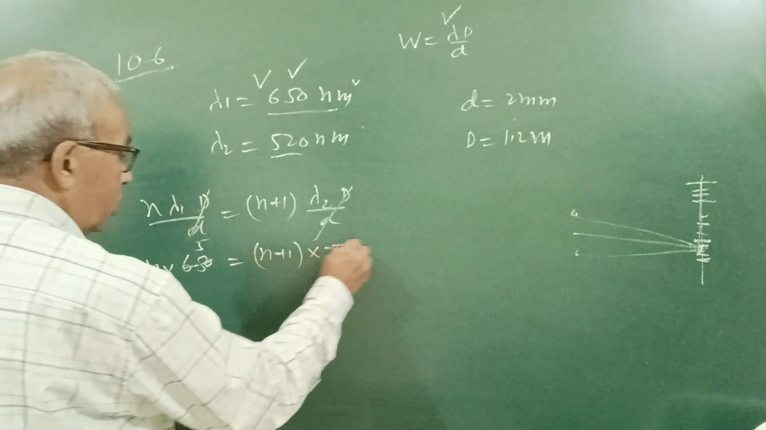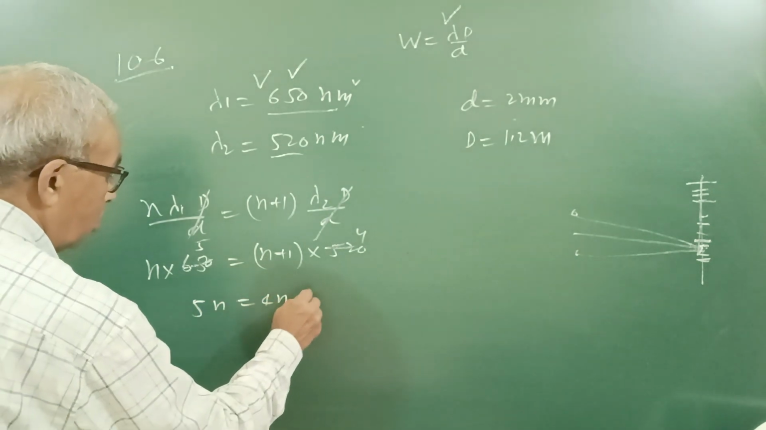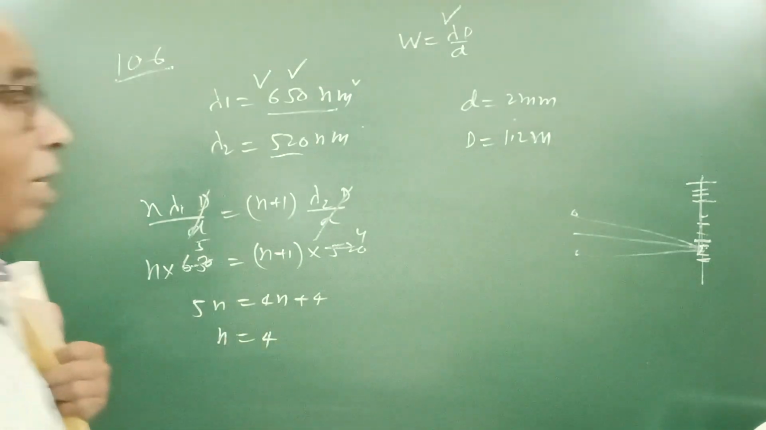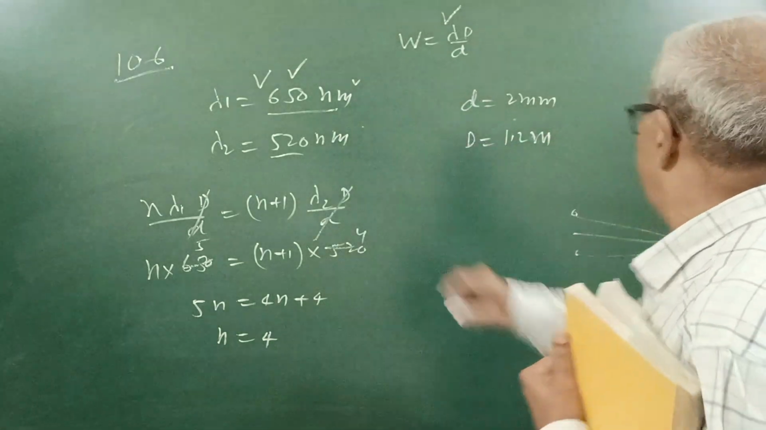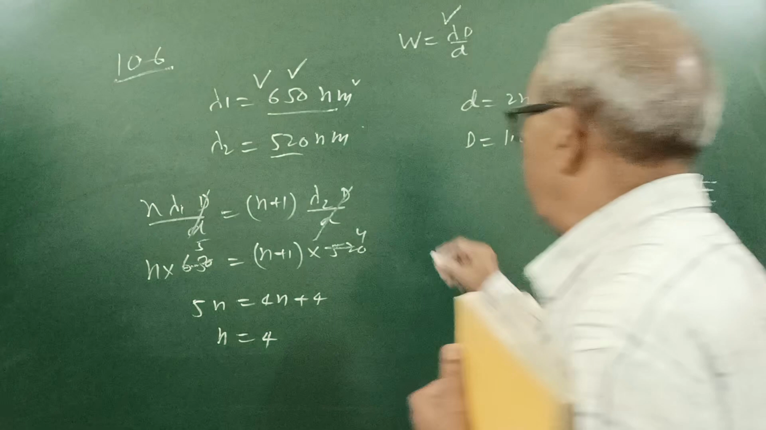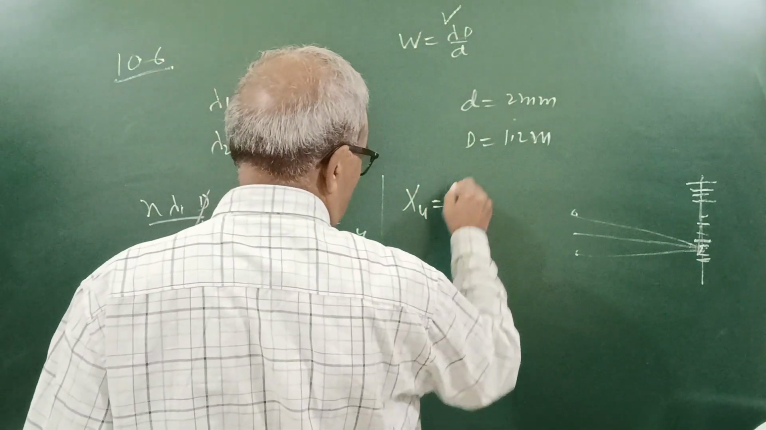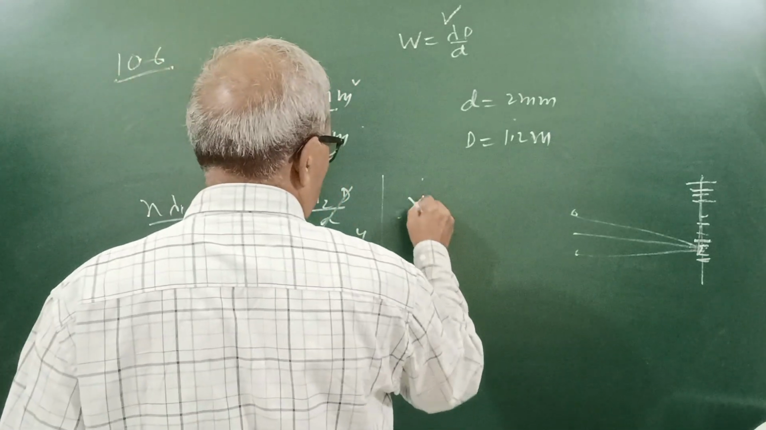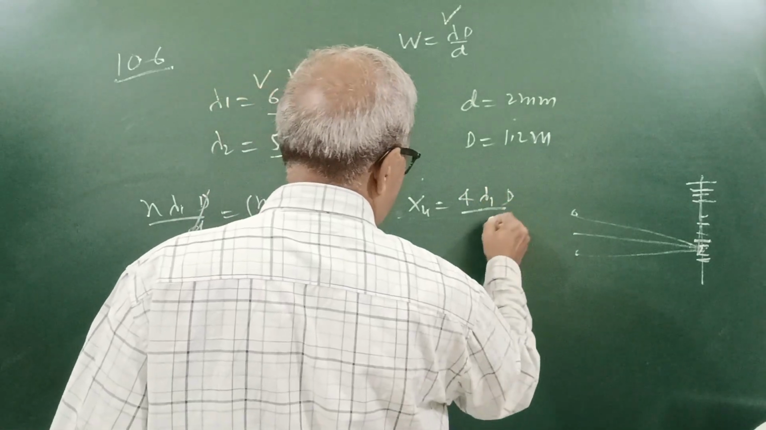13 5 जा 13 4 जा, तो 5n equal to 4n plus 4, n equal to 4. यानी कि the fourth bright fringe of lambda 1 and fifth bright fringe of lambda 2, center of them will coincide again. So we find out x4 equal to xn बराबर, you know the relation x4 equal to 4 into lambda 1 into D upon d.